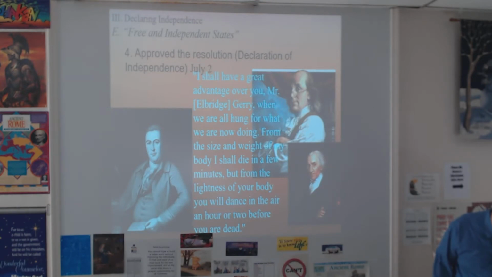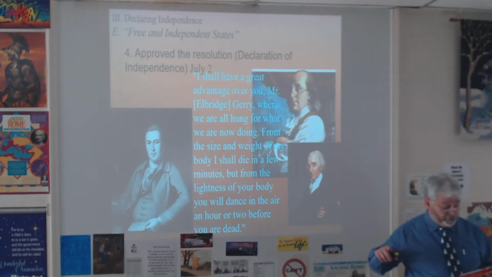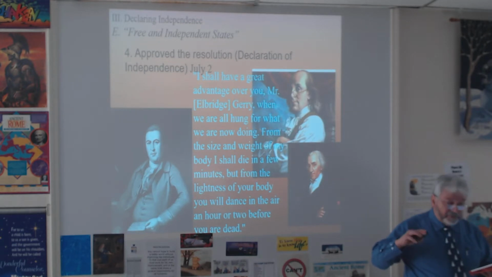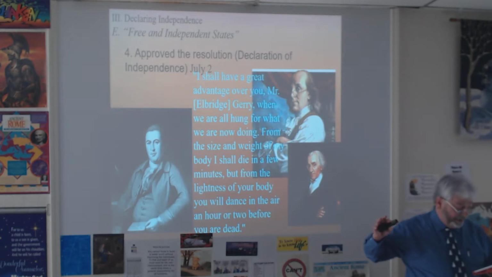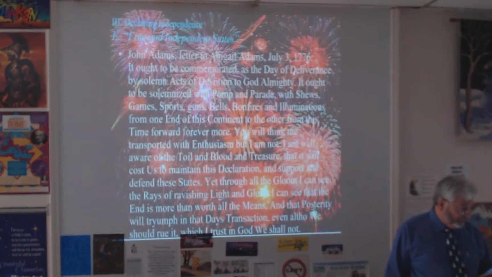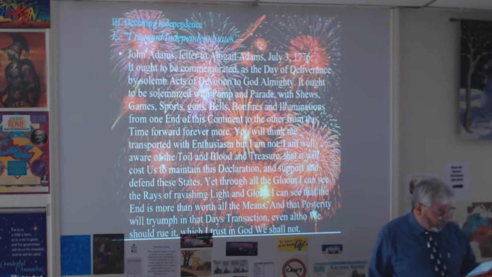John Adams wrote to his wife that July 2nd, the day the resolution was approved, would be celebrated in the future. He said it ought to be commemorated as the day of deliverance by acts of devotion to God Almighty. It ought to be solemnized with pomp and parade, with shows, games, sports, guns, bells, bonfires, and illuminations, by which he meant fireworks. From one end of this continent to the other, from this time forward forevermore.